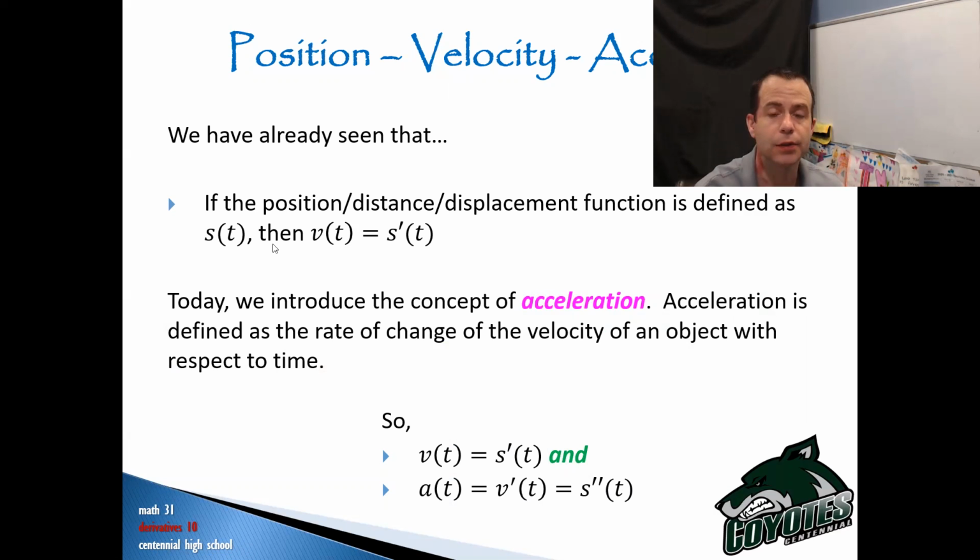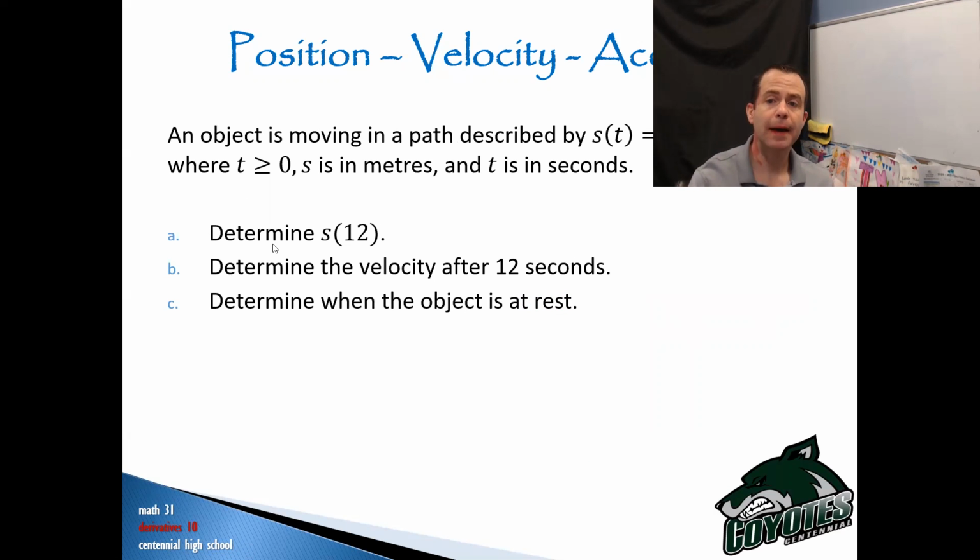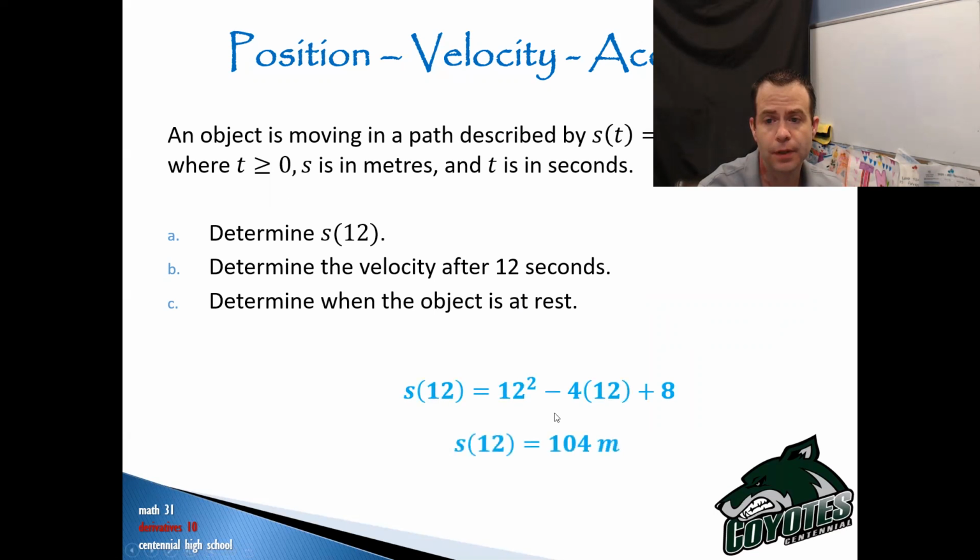Okay, so an object is moving in a path described by s of t equals t squared minus 4t plus 8, where t is greater than 0, s is in meters, and t is in seconds. Okay, determine s of 12. Well, that's fairly easy. I've already got my s of t function. My input is 12. I just plug in 12 and get out an answer. Okay, and I get 104. So s of 12 is 104 meters.